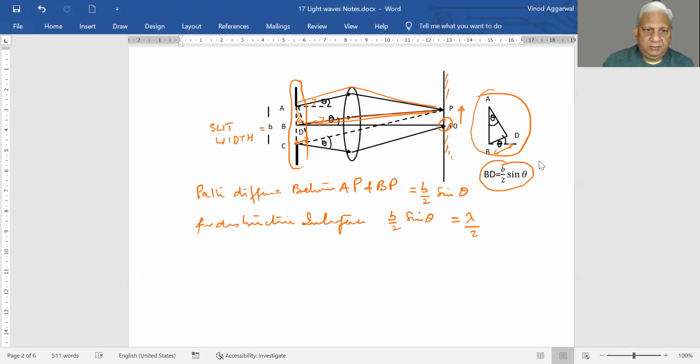And we know that at P, if we take this point as P, all pairs of rays from the upper and lower part, upper means this portion and lower part means this portion, will give the first minima at what place? The first minima is when b by 2 sine theta is equal to lambda by 2. Yes, we know that. Or b sine theta is equal to n lambda for dark fringe.